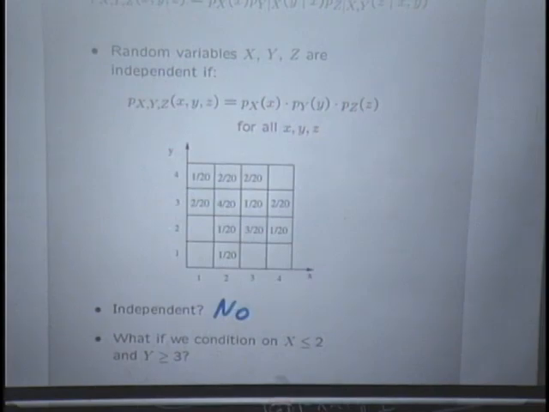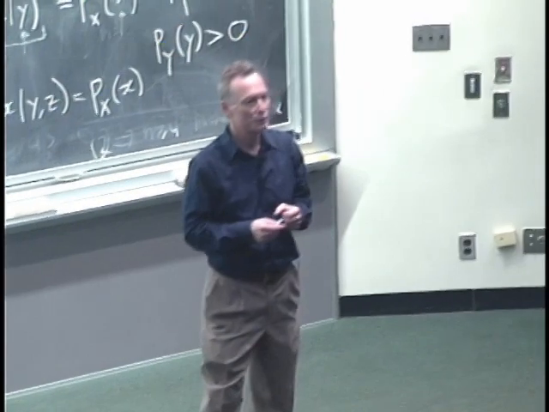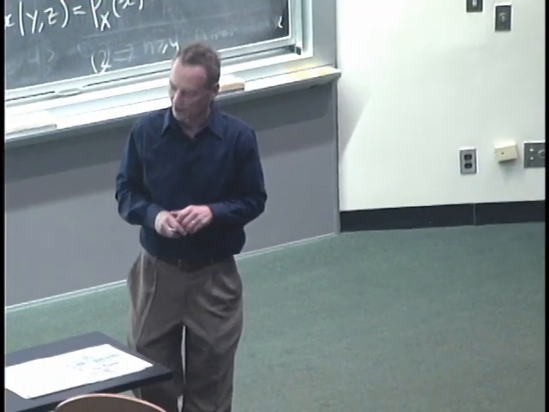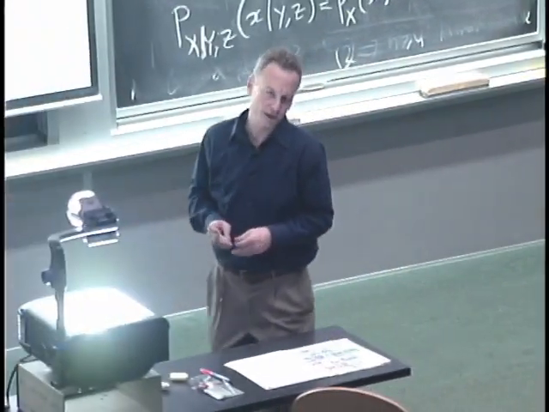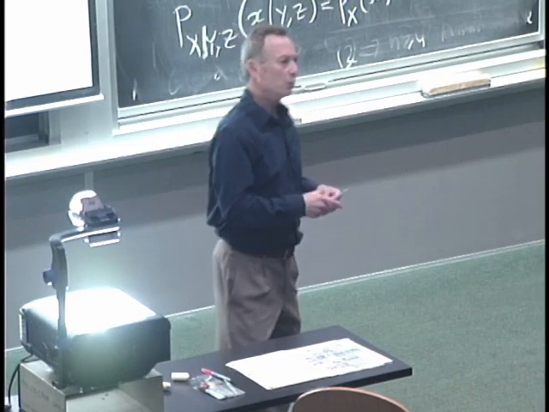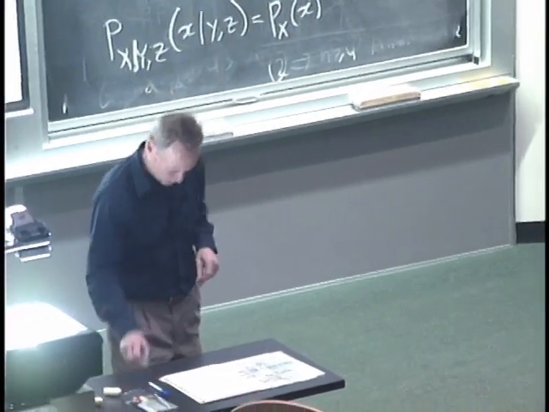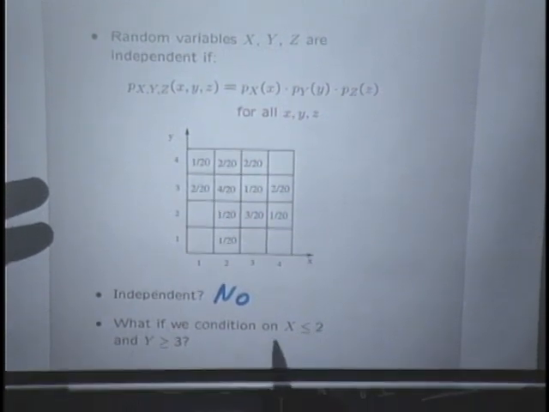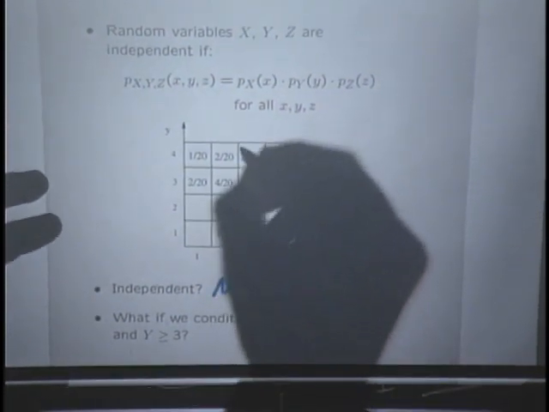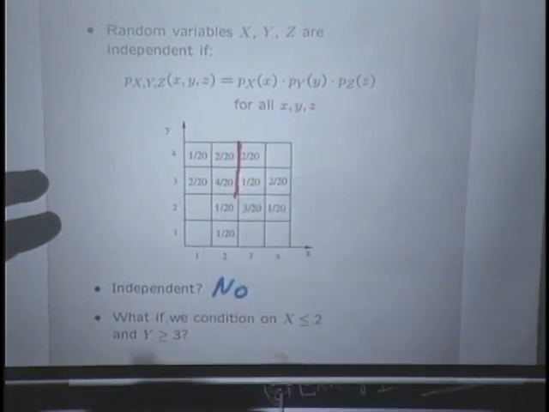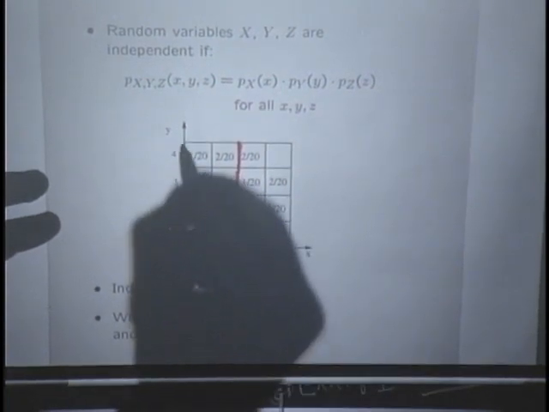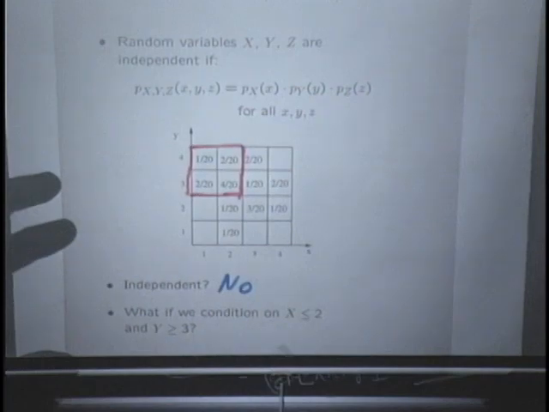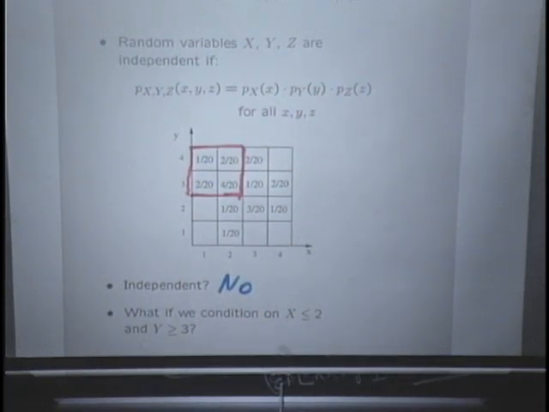Okay, what's the other concept we introduced in chapter 1? We introduced the concept of conditional independence. And conditional independence is like ordinary independence, but applied to a conditional universe where we're given some information. So suppose someone tells you that the outcome of the experiment is such that x is less than or equal to 2, and y is larger than or equal to 3. So we are given the information that we now live inside this universe. So what happens inside this universe?